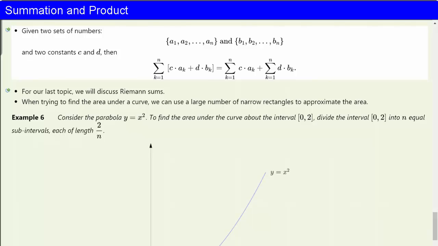In general, if you are given two sets of numbers, a1, a2 up to an, and b1, b2 up to bn, and two constants, c and d, then the sum of the expression c times ak plus d times bk, starting with k equal 1 and stopping when k equals n, is the same as the sum k equal 1 to n of c times ak plus the sum from k equal 1 to n of d times bk, and then you can factor out the c and the d from the resulting sums.